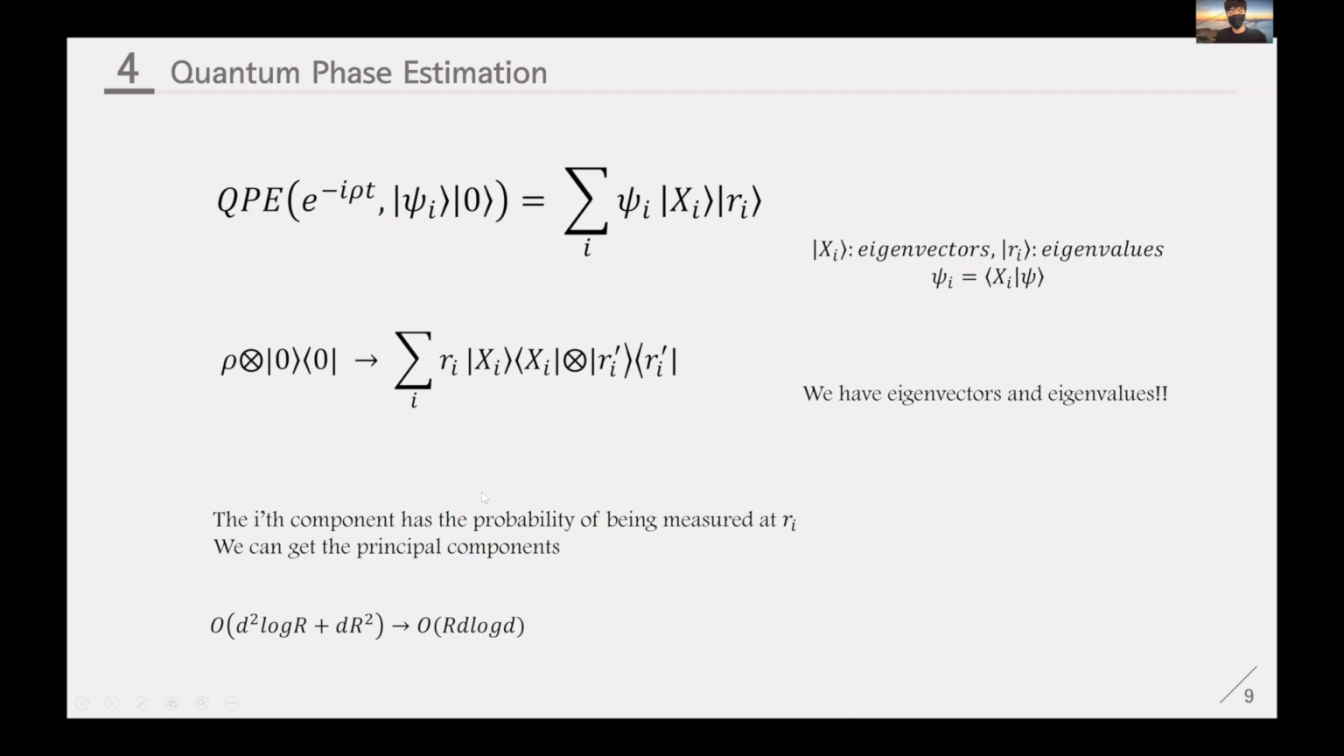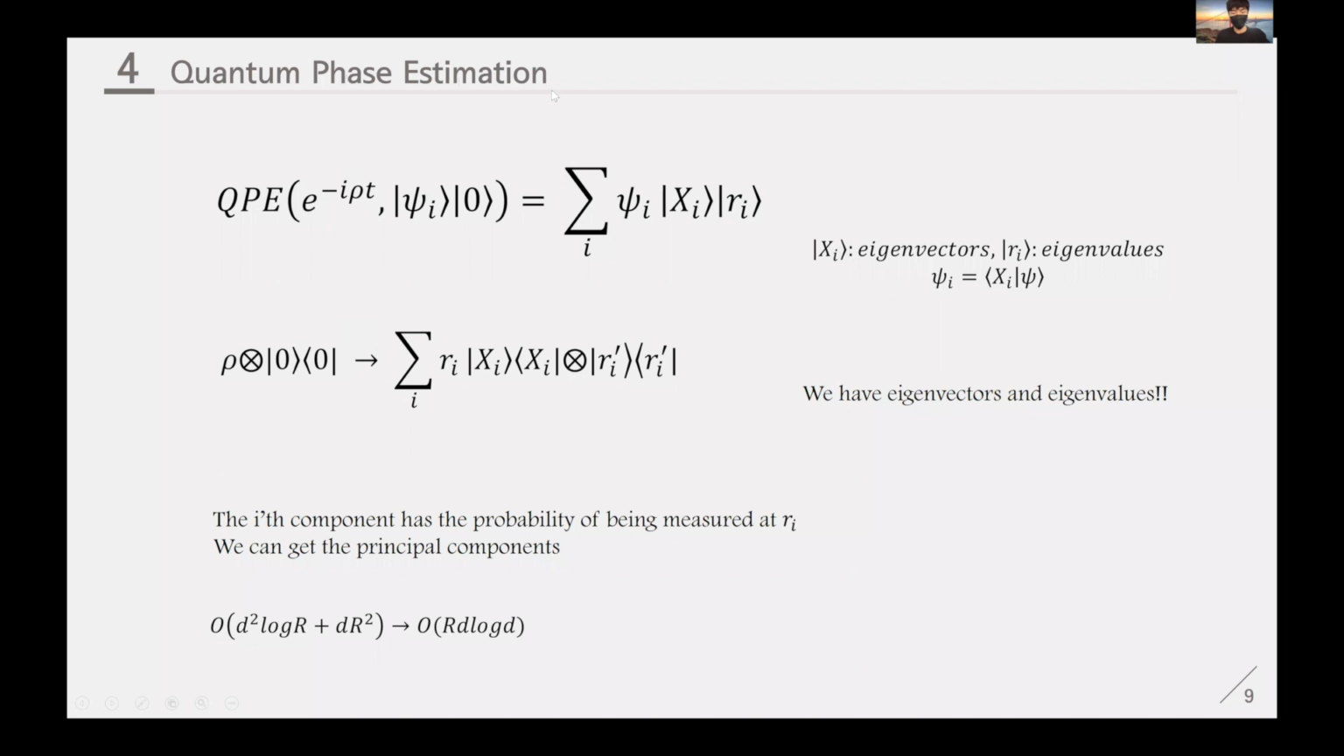If we just put rho as X transpose X, then we can get the principal components as we want. The ith component has the probability of being measured at Ri, as you can see in the expression. So we can get the principal components by just measuring what we get.